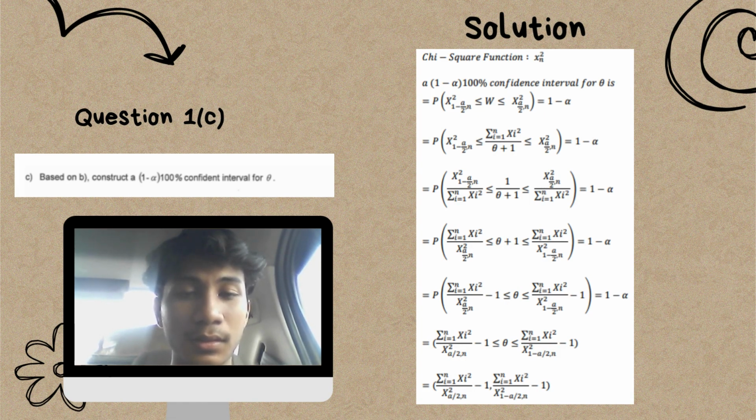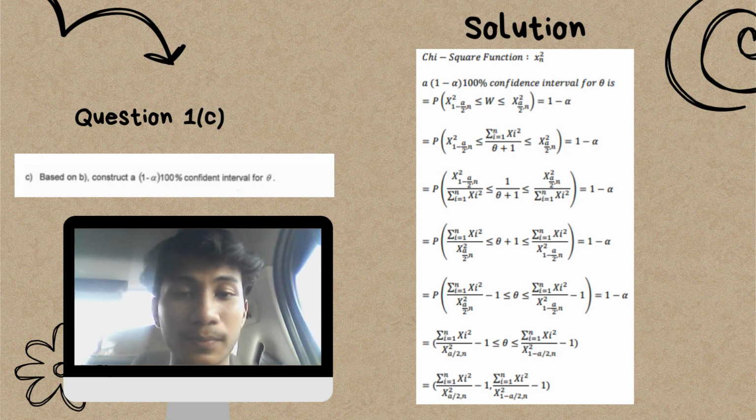Next we need to multiply both sides with summation of x squared i divided by summation of x squared i, and we will get the probability of chi-square 1 minus alpha over 2, n over summation of x squared i less than 1 over theta plus 1 less than chi-square alpha over 2, n over summation of x squared i equals 1 minus alpha.